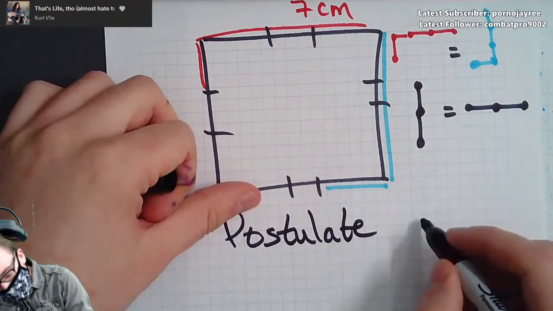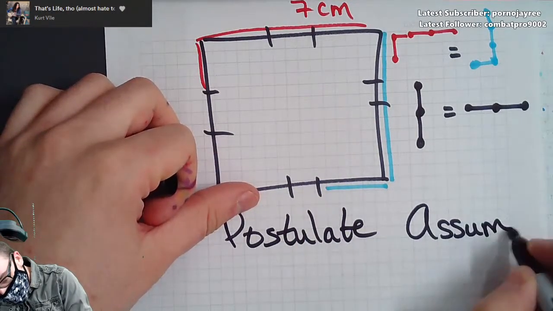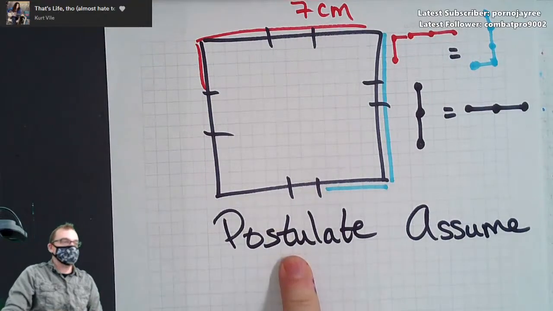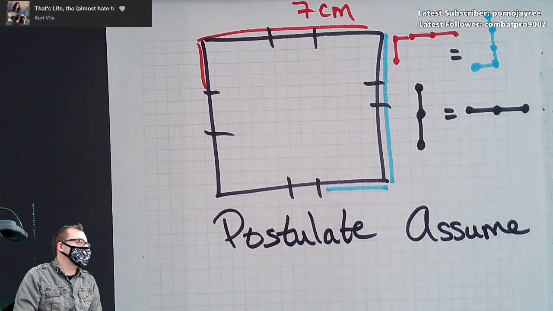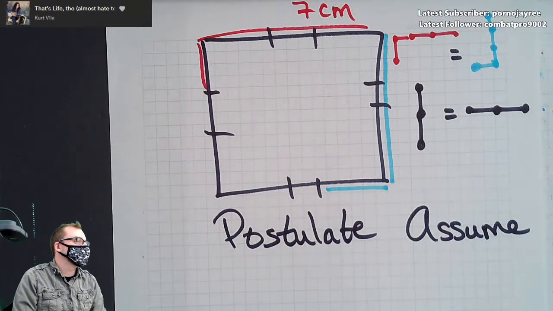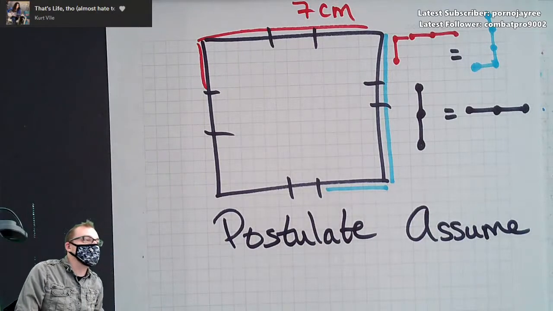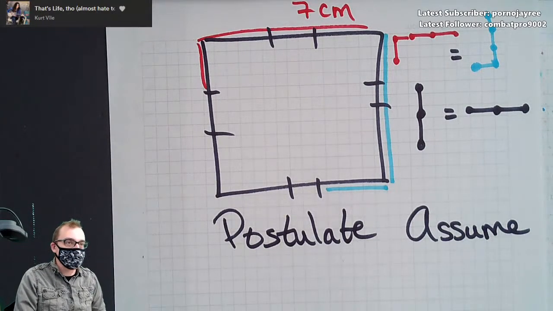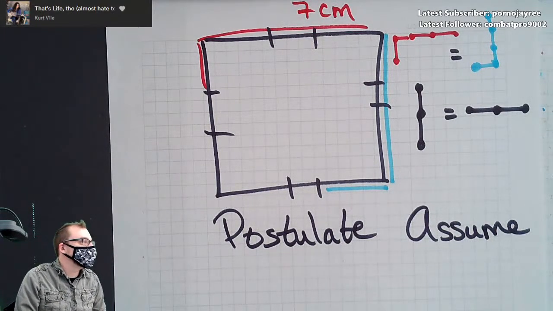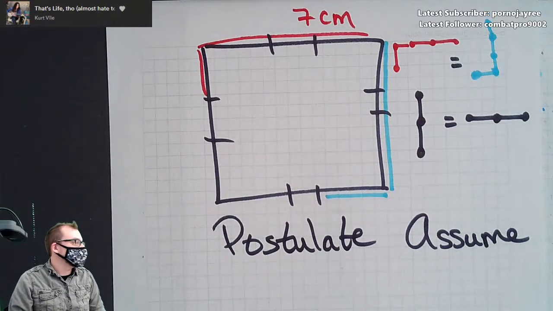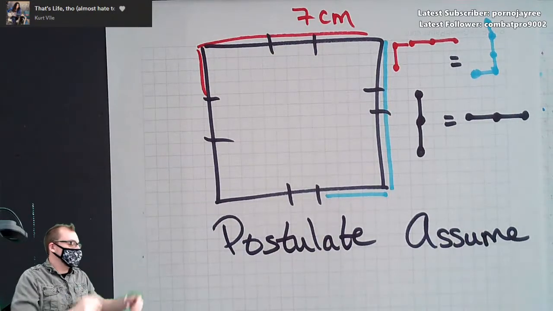A postulate is an assumption. When I say postulate, do you think of like posterior? Do you know what a posterior is? Your posterior is your rump, your badonkadonk, that dump truck, right? That's what it is. Posterior, postulate. It's an assumption. Do you see where I'm going here?